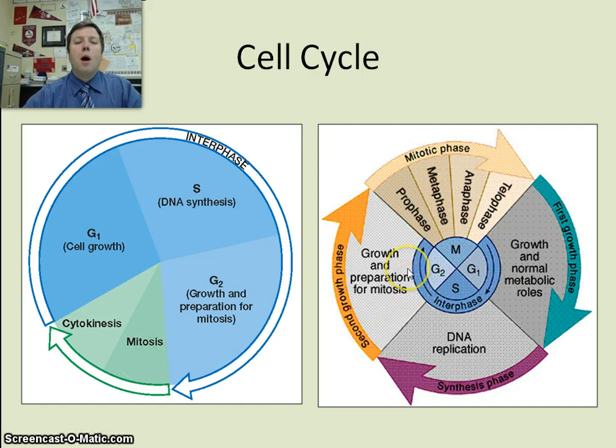Here's another more broken down diagram illustrating the cell cycle. You can see there's G1, S, and G2, but now this M phase is broken down into more specific smaller phases, which we'll hopefully have time to get into. That's PMAT, prophase, metaphase, anaphase, and telophase. What's not in this one though is cytokinesis.